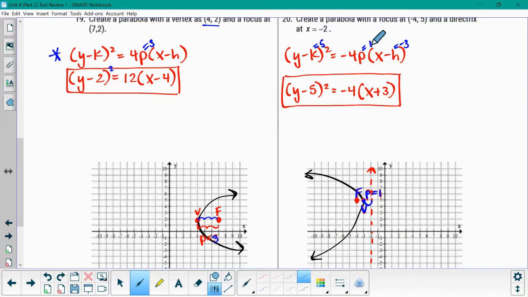Do a little bit of simplification. y minus 5 squared is equal to -4 because, again, remember, directrix is outside, focus is inside. So the only option I have is for my parabola to be facing left. x plus 3 should be your final answer.